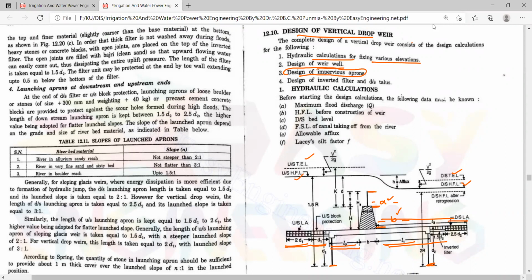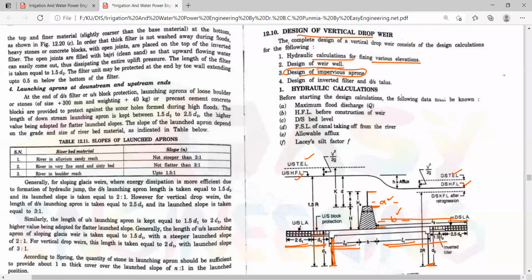You can observe the values here. The length of launching off-run is 2D1. D1 is the depth of the sheet pile on the upstream side. If you multiply it by 2, that will be the length of the launching off-run. So the upstream side launching off-run will be 2D1. The upstream side protection work can be constructed for a length of D1. Whatever the upstream side sheet pile depth is, that depth will be considered as the length for the upstream side protection work.